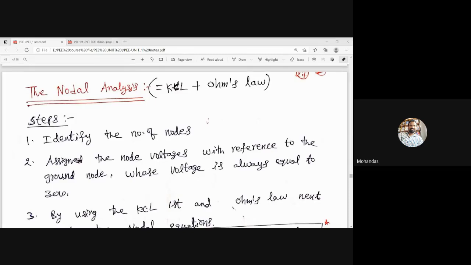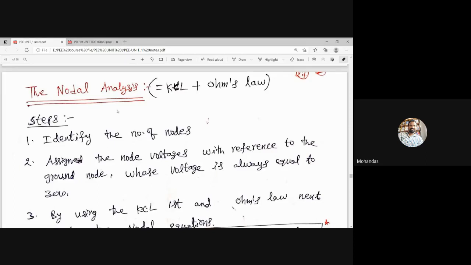After writing some theory concepts, I will explain the problems. All of you listen carefully. This is a very important concept. So far we have discussed only theory. Now we are going to solve problems.